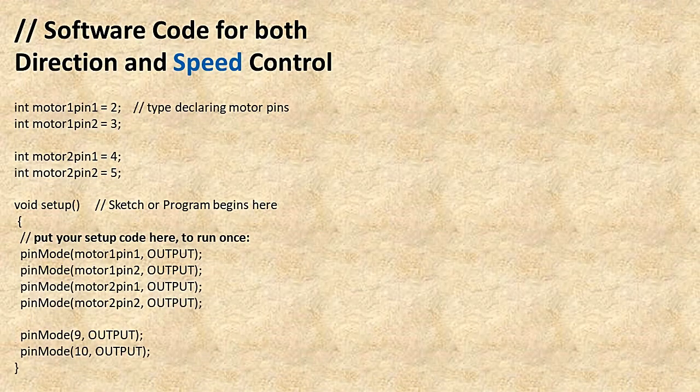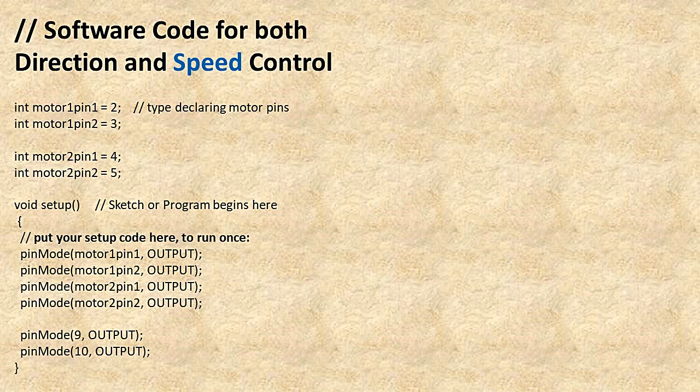Software code for both direction and speed control. int motor1pin1 = 2. This is the type declaration for the motor pins. Declared pin numbers 2, 3, 4 and 5 as integer type. Void setup. Setup is where the sketch, or program, begins. In Arduino, programs are called sketches.